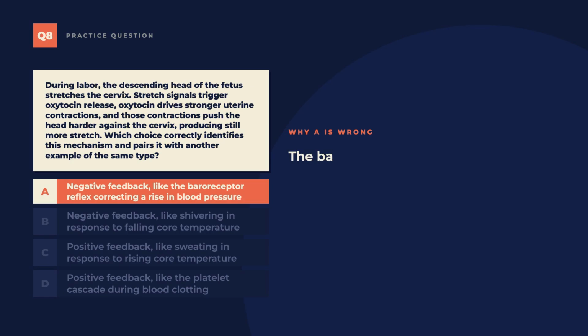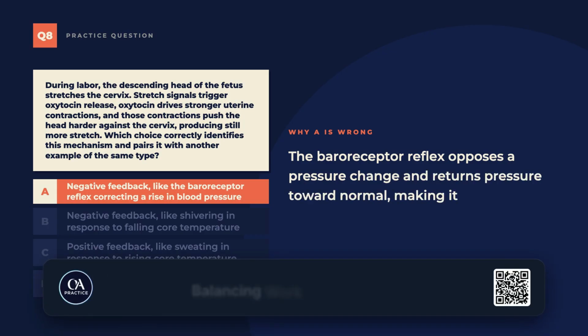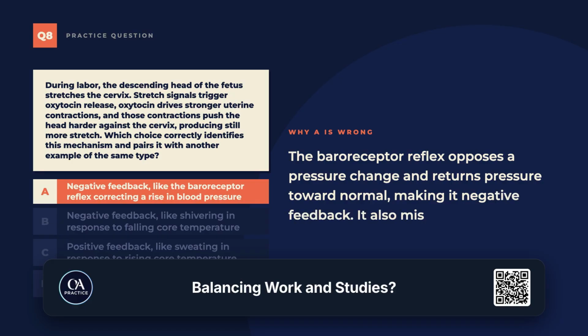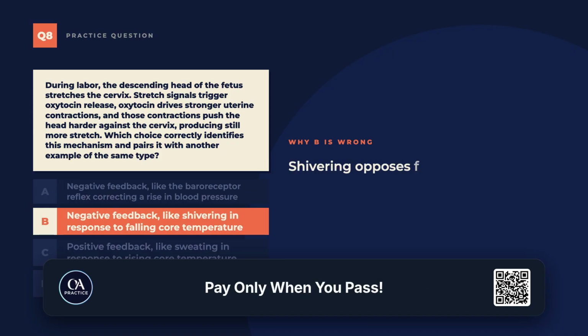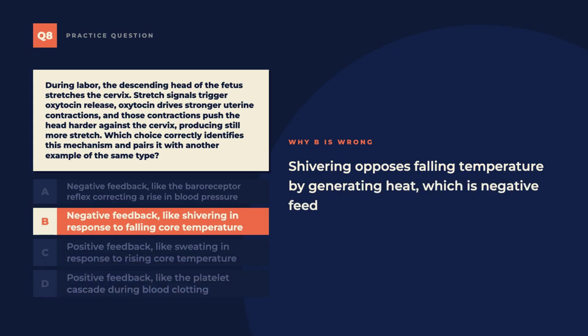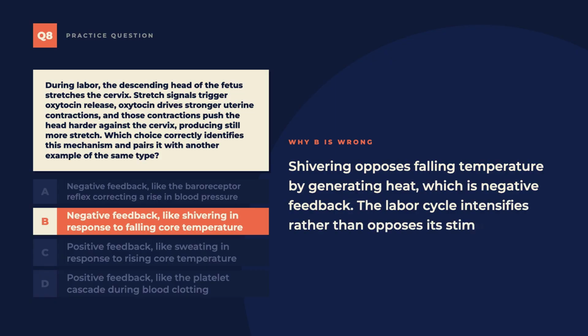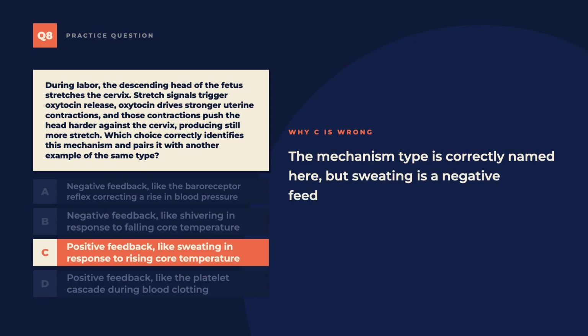A is wrong because the baroreceptor reflex opposes a pressure change and returns pressure toward normal, making it negative feedback. It also mislabels the labor mechanism. B is wrong because shivering opposes falling temperature by generating heat, which is negative feedback. The labor cycle intensifies rather than opposes its stimulus. C is wrong because the mechanism type is correctly named here, but sweating is a negative feedback response that cools the body and cancels the stimulus.